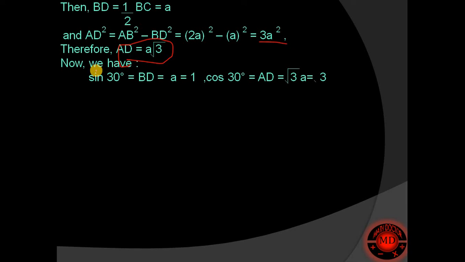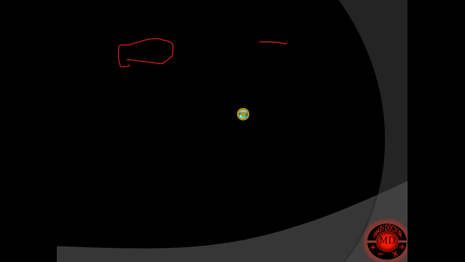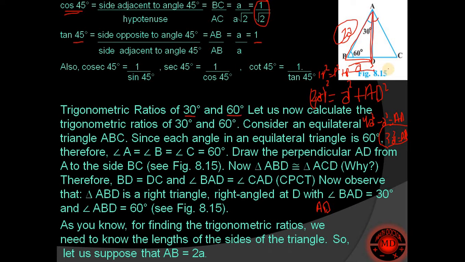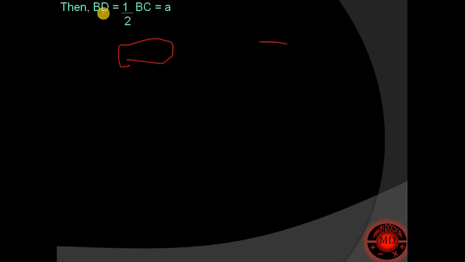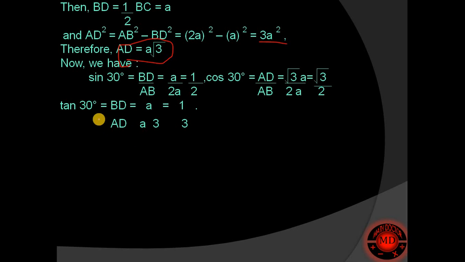Okay, so that's the idea. We have sine of 30 degrees will be BD by AB. We have this triangle right over here, this triangle. Sine should be AD upon, as we know BD is half of AB, so we have written it like that, BD is half of BC. So that should be the idea.